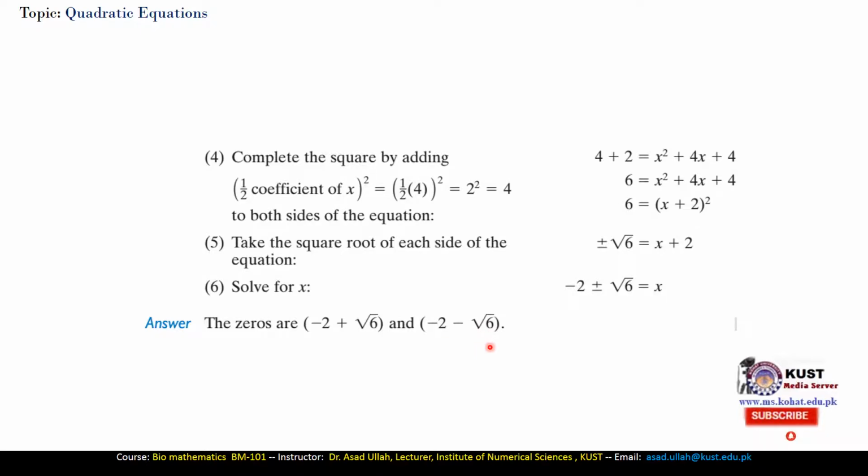A quadratic equation always has two roots because it is a polynomial of degree 2. So the two zeros are minus 2 plus square root of 6 and minus 2 minus square root of 6. Zeros mean the solutions of the given quadratic equation.